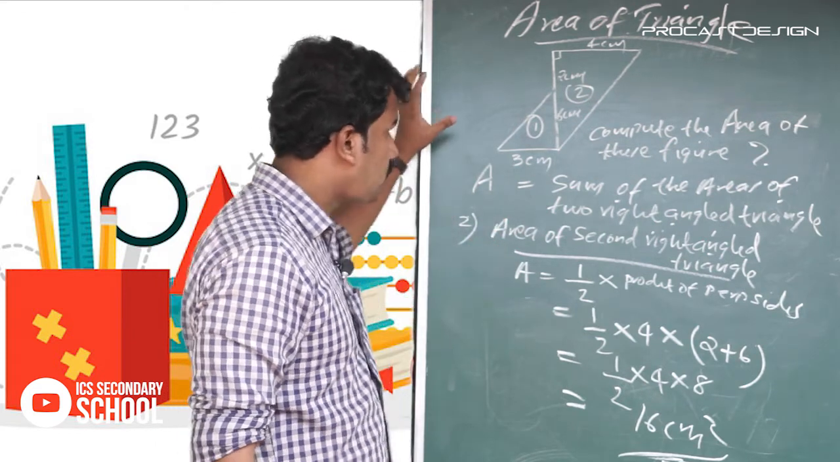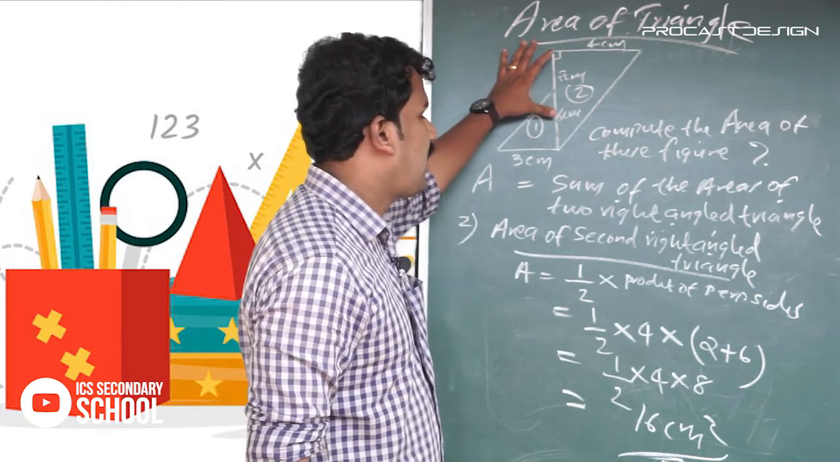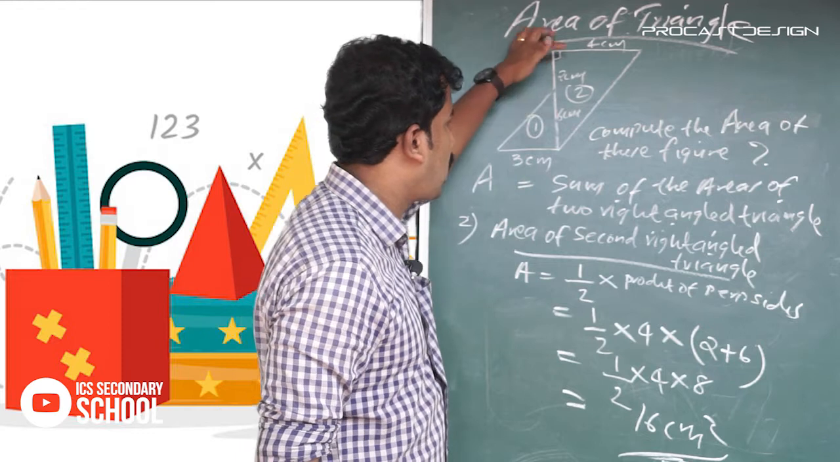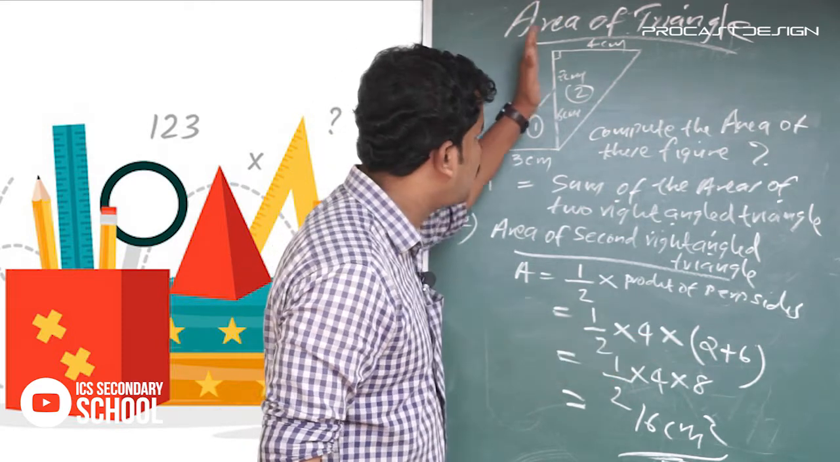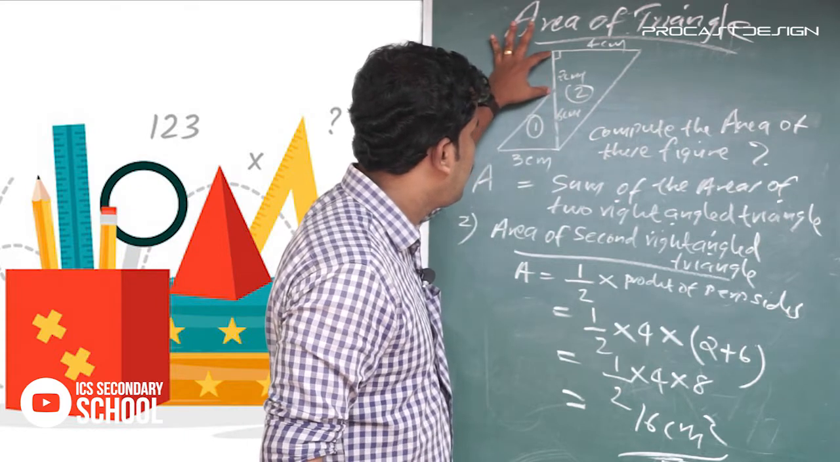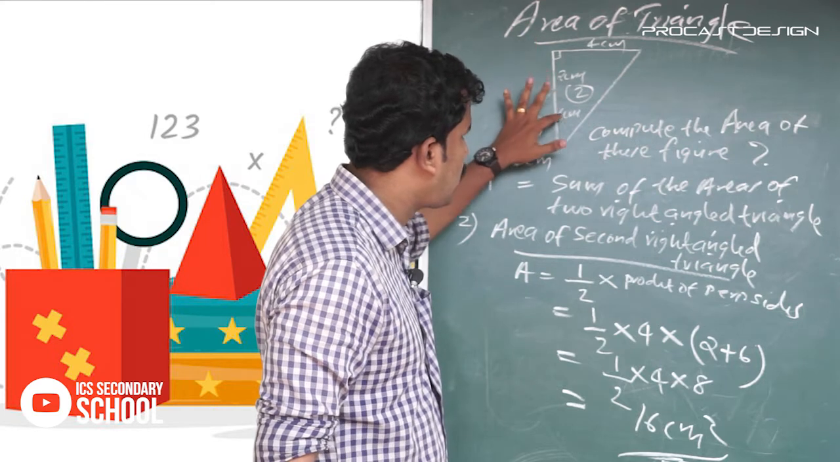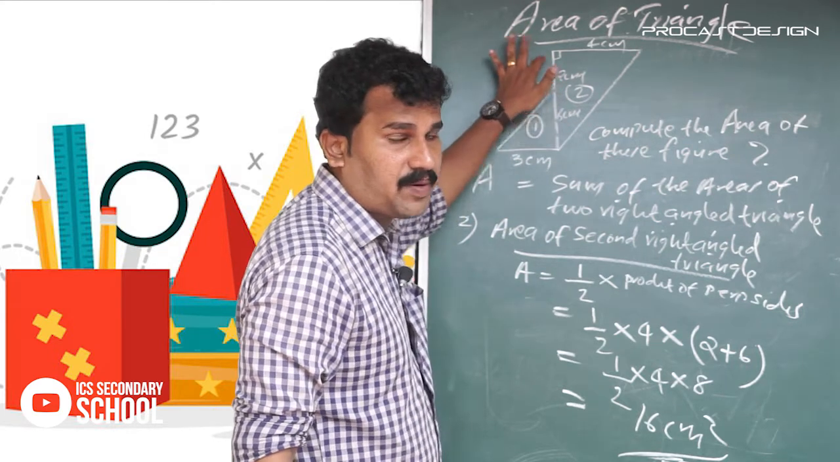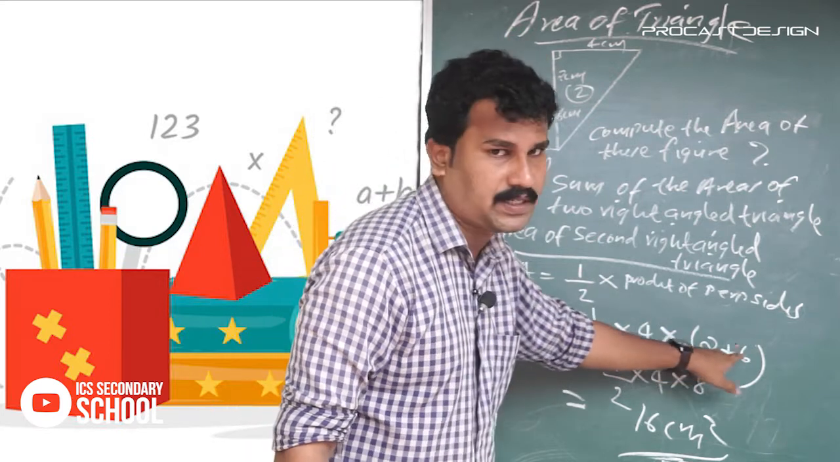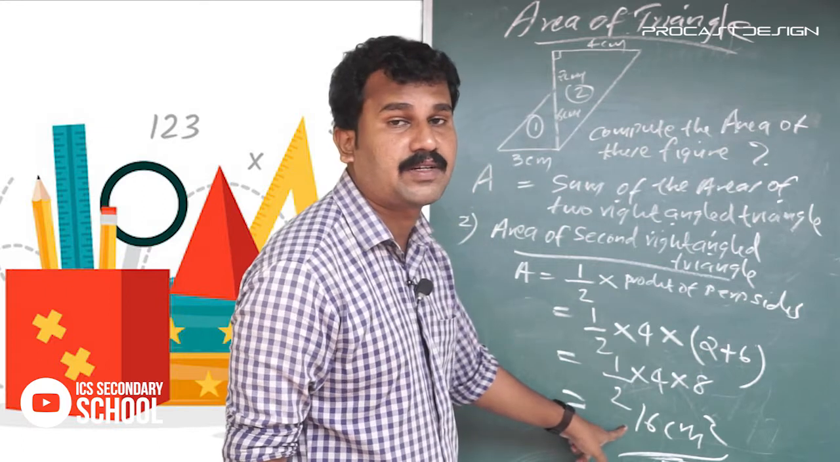So the second right angle triangle area equals half into the product of the perpendicular sides: one side 4 centimeter, that is half into 4. The next perpendicular side, here length 2 centimeter and here 6 centimeter, total length 2 plus 6, that is 8. Half into 4 into 8 is 16 centimeter square.